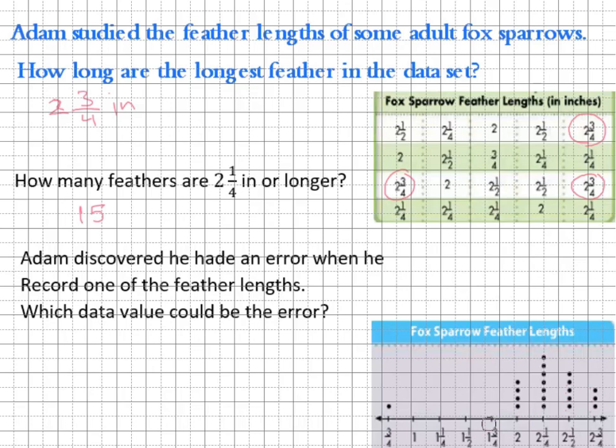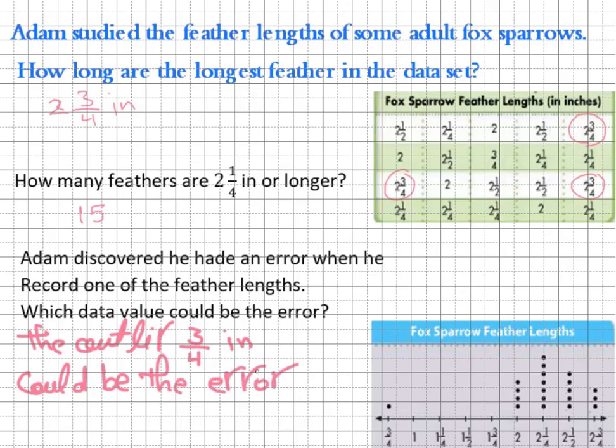We can set the outlier, the outlier 3/4 inch. It must be the error here. It could be the error.